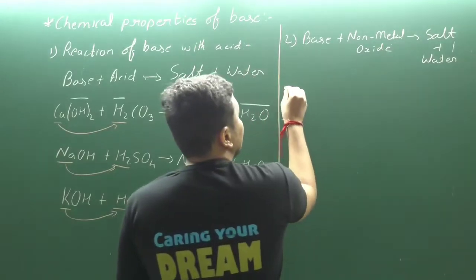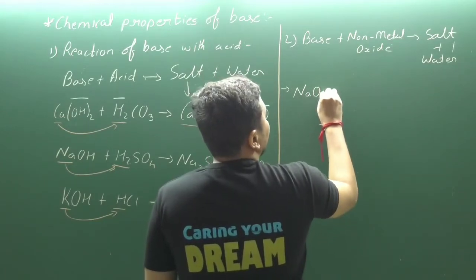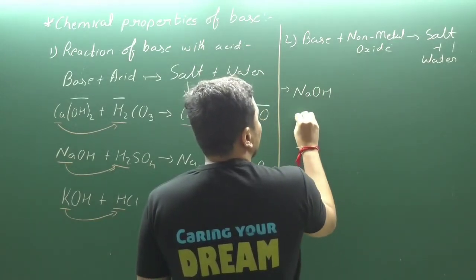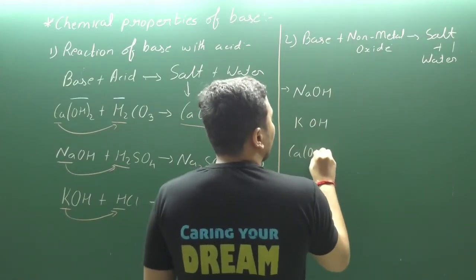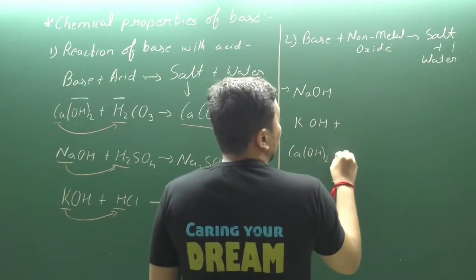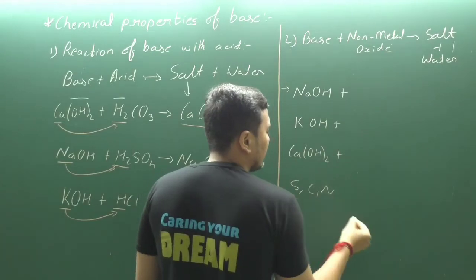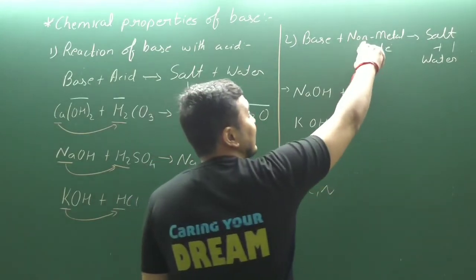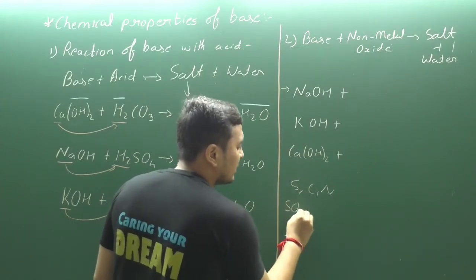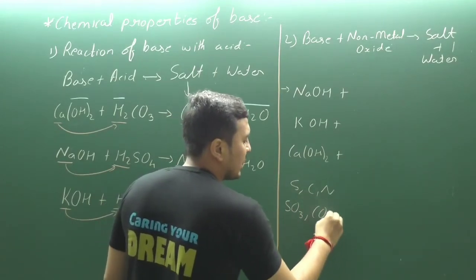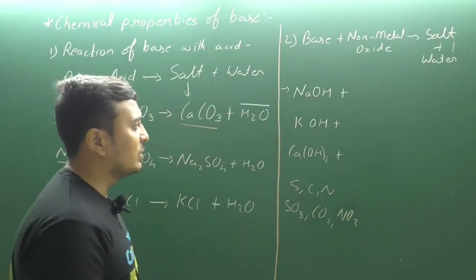Let us take an example here. For example, we have a base NaOH. Suppose we have a base KOH. Suppose we have a base Ca(OH)2. What are the non-metals? The non-metals are sulfur, carbon, nitrogen, etc. What are the oxides? They are non-metal oxides. It means compounds with oxygen. Sulfur and oxygen form sulfur trioxide, carbon and oxygen form carbon dioxide, nitrogen and oxygen form nitrogen dioxide. So these are the compounds.